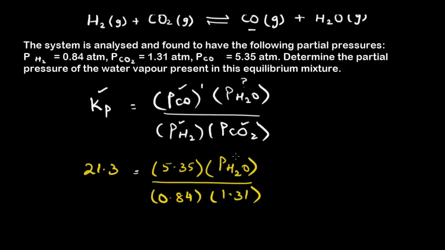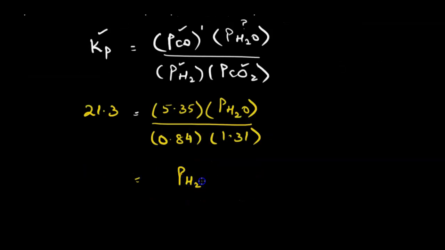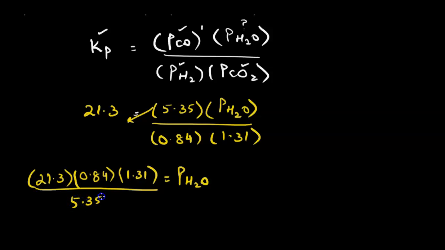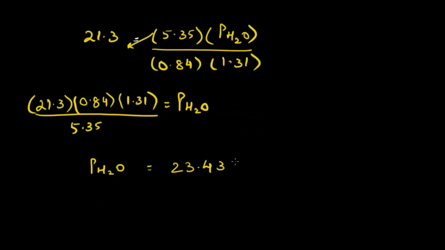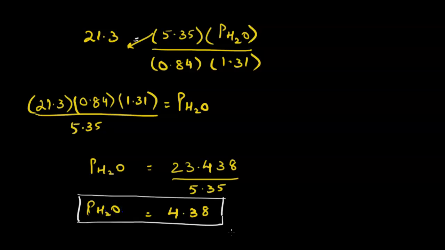Now we only have to isolate the partial pressure of water, so we leave it on one side and move everything else to the other side. We get 21.3 times 0.84 times 1.31, and then the whole thing gets divided by 5.35. We put this all in the calculator. The numerator is 23.438 when we find the product of those three numbers, divided by 5.35, and the final answer that we get is 4.38, and that's the partial pressure of water. And this is how we find the partial pressure when Kp is given to us.